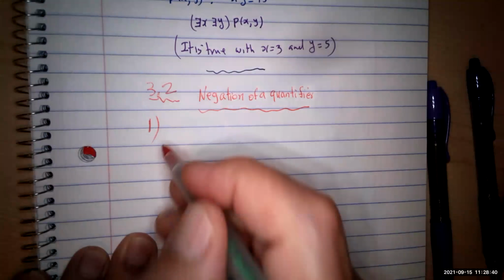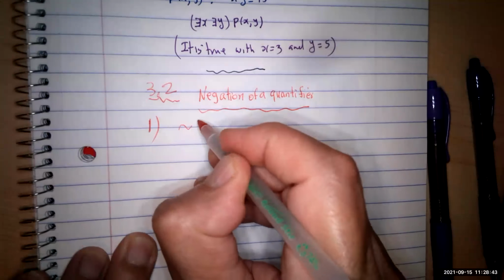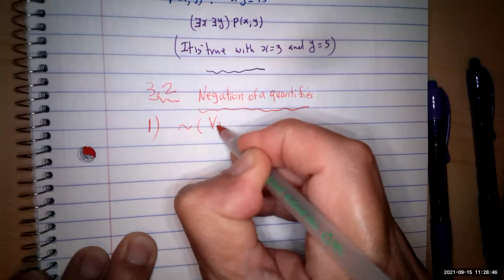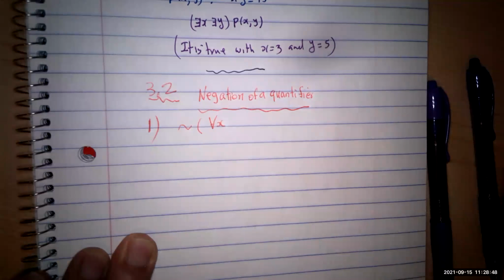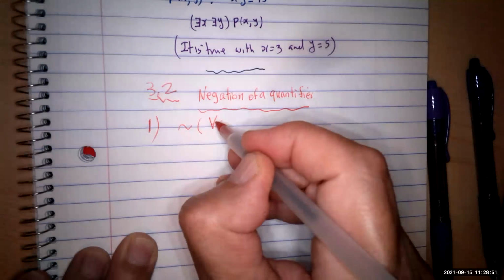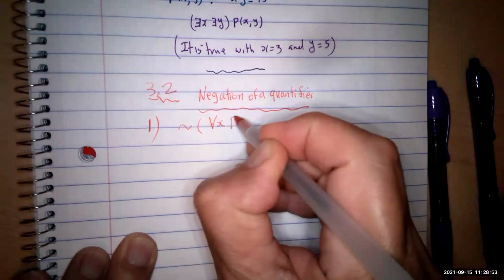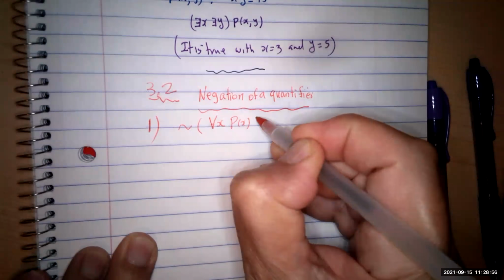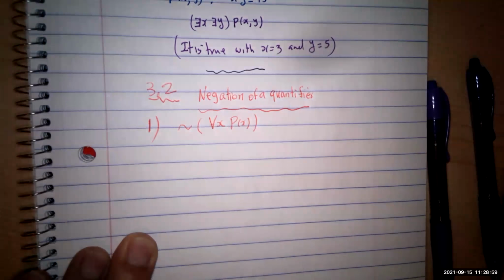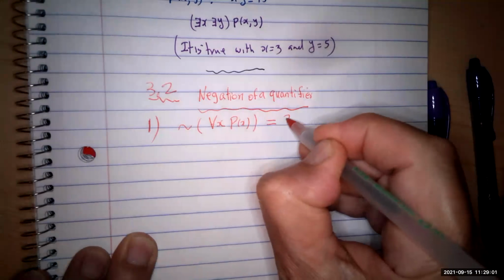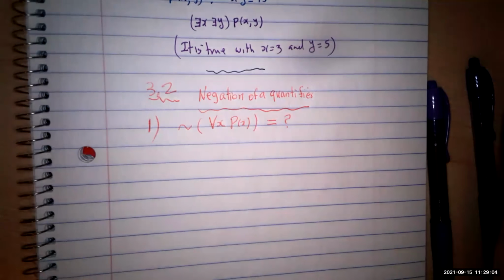Number one, the question is, what is the negation of this statement? The negation of for all x P(x). You want to find the negation of this one. So this is going to be the question. Now how are we going to get this? We just read it to see what it really means. So you want to find the negation of "for all x P(x)" is true.